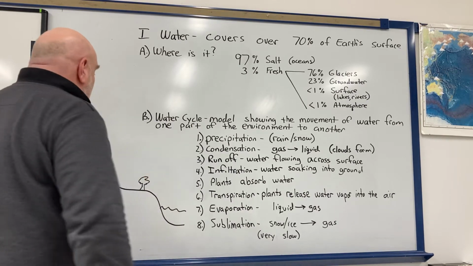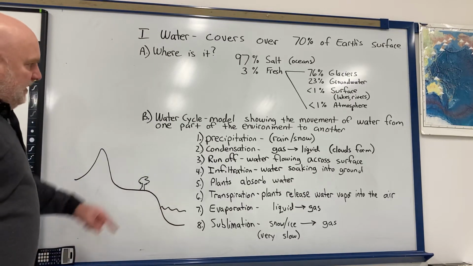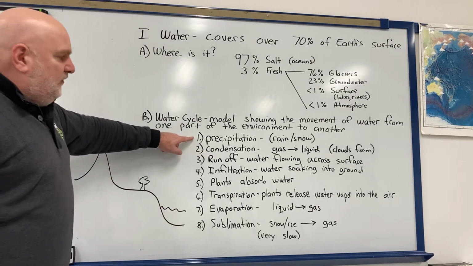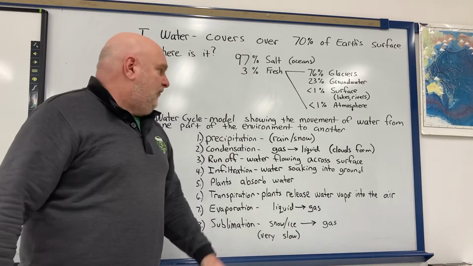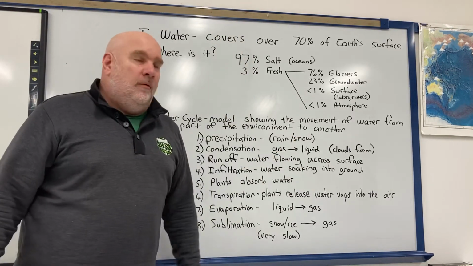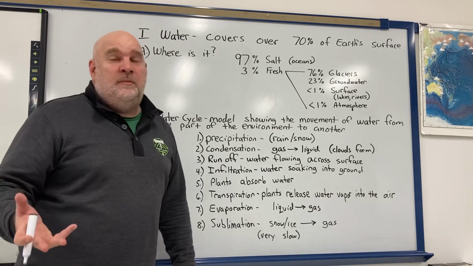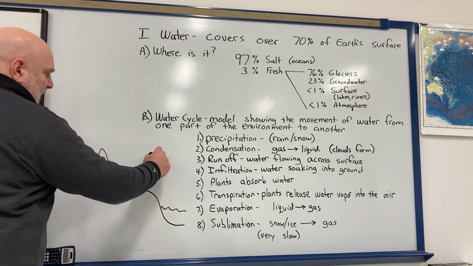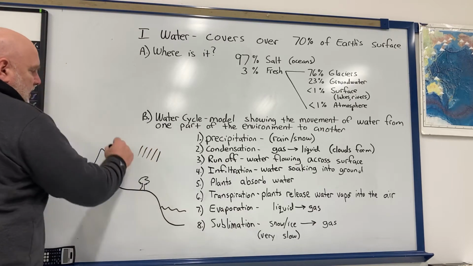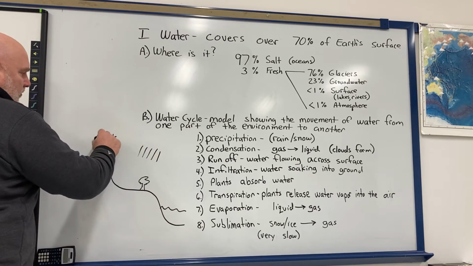All right. So first step, precipitation. Precipitation is when moisture is falling from the sky. So primarily rain and snow. Sleet and hail would be precipitation too, but rain and snow are the two big ones. So let's say I have some rain over here and some snow over here.